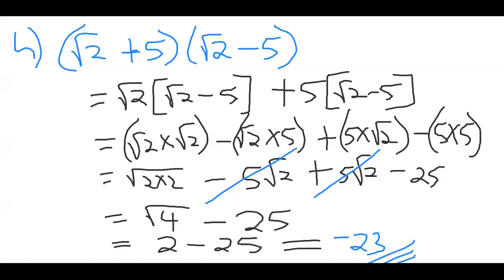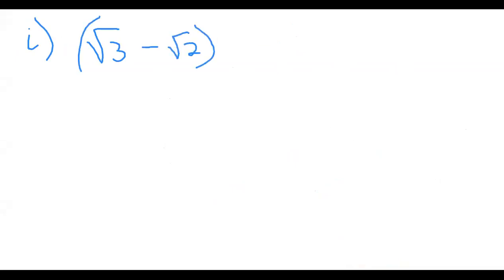Okay, so let's have one question for you. Attempt it now, then tell me the answer. It is still about expansion. It says that we have root of 3 minus root of 2 into brackets root of 3 plus root of 2. So try that one out, then you tell me the answer.